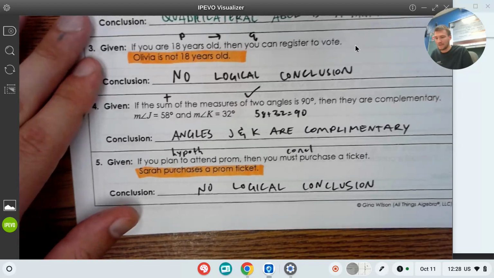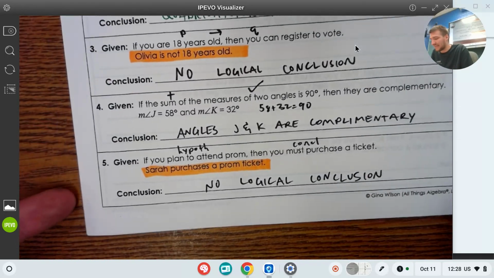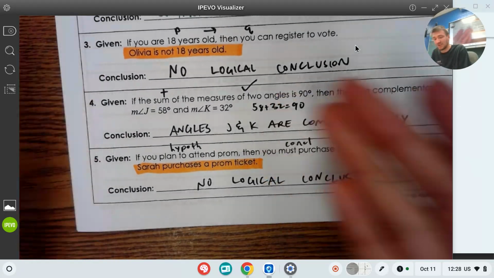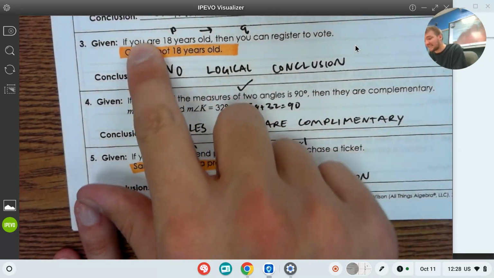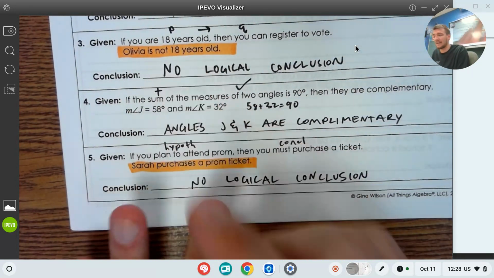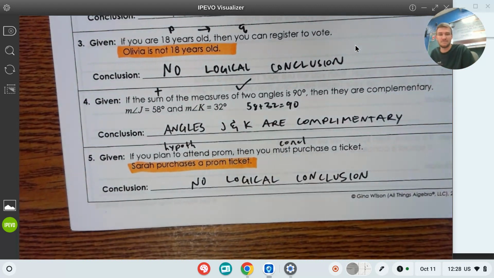All right? Just slow down a little bit. Take your time. Just read it. Make sure it makes sense. And then if you're not basically just restating the hypothesis, then you're done. No logical conclusion. Just finish up. That is it for deductive reasoning.